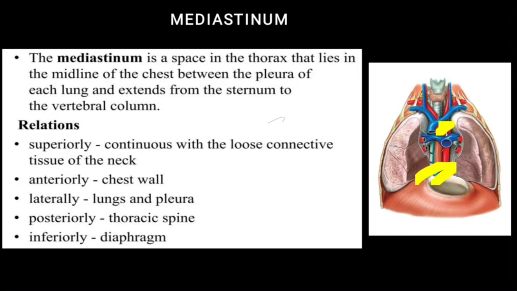Superiorly, it is continuous with the loose connective tissues of the neck. Anteriorly, it is limited by the chest wall. Laterally, it is limited by lungs and pleura. Posteriorly, by the thoracic spine, and inferiorly by the diaphragm.